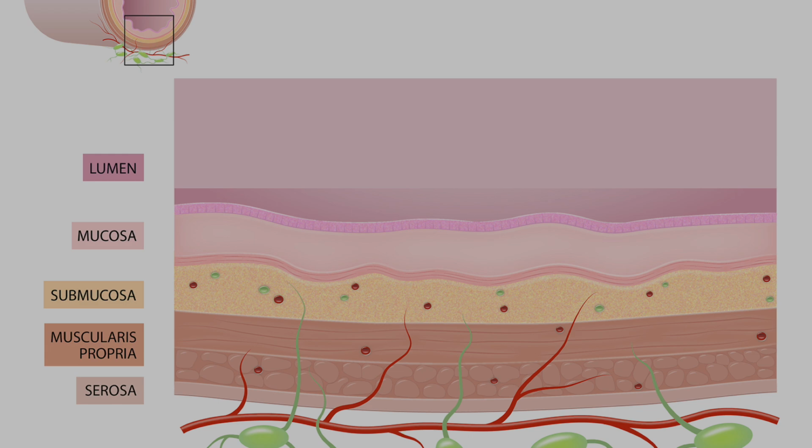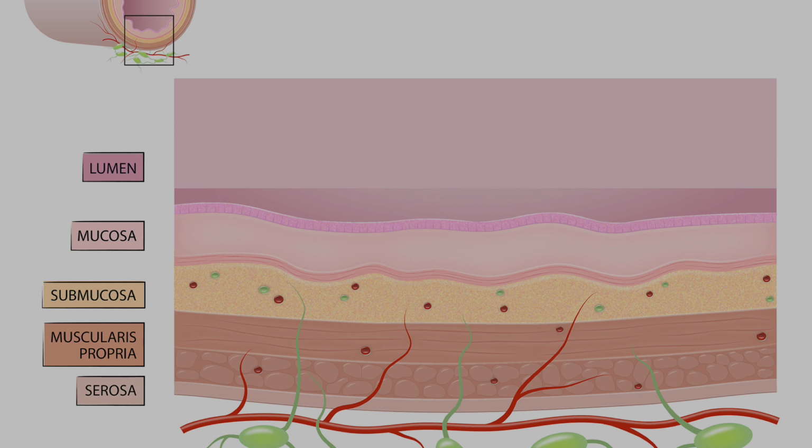So you have the lumen. Adjacent to the lumen, you have the mucosa. And below the mucosa, you have the submucosa with blood vessels and connective tissue that lies on a muscle layer, the muscularis propria, and the outer serosa. And then outside you have the blood vessels and the lymph nodes.